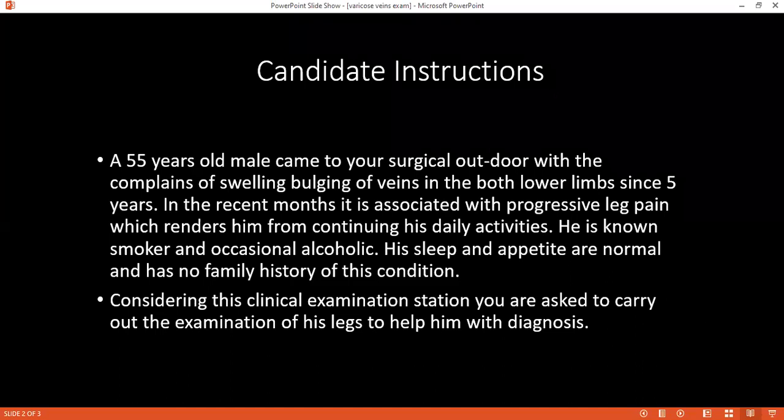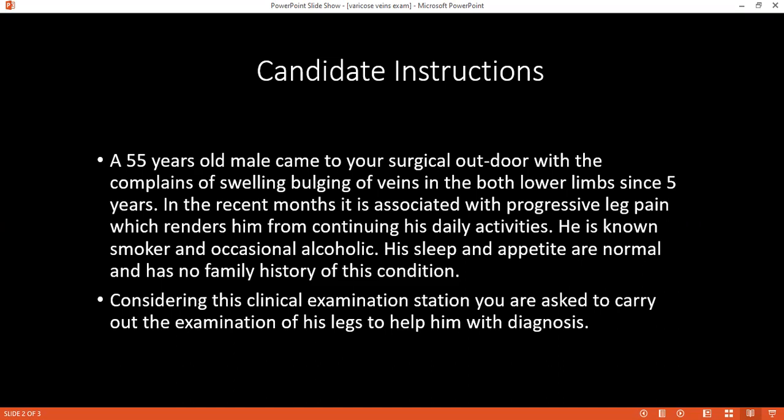Patient will tiptoe severally and then subsequently patient will walk. If there's any form of pain, it shows there's an associated deep venous thrombosis, and this will also guide me in my management. It means I wouldn't strip the superficial veins if the deep veins are thrombosed.